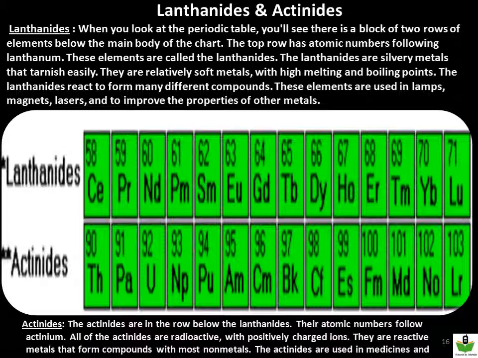Actinides. The actinides are in the row below the lanthanides. Their atomic numbers follow actinium. All of the actinides are radioactive, with positively charged ions. They are reactive metals that form compounds with most nonmetals. The actinides are used in medicines and nuclear devices.